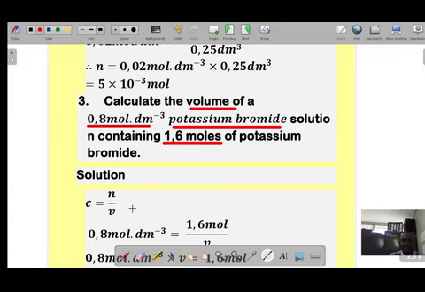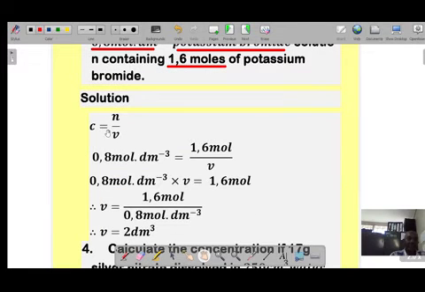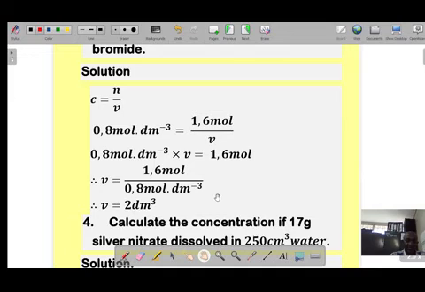What does the formula say? C equals N over V. So if you substitute here, you're going to have 0.8 equals 1.6 divided by V. So cross multiplying, it's going to be V times 0.8 equals 1.6, and dividing by 0.8 on both sides gives you what? 2 decimeters cubed. Now that's our volume, 2 decimeters cubed.